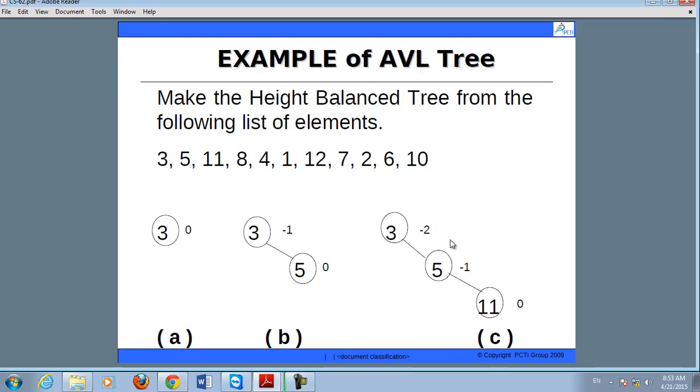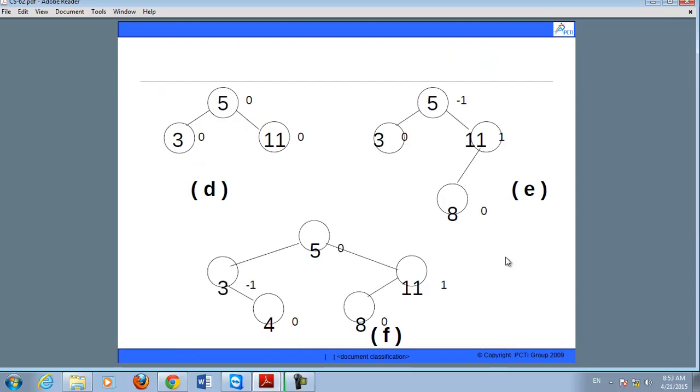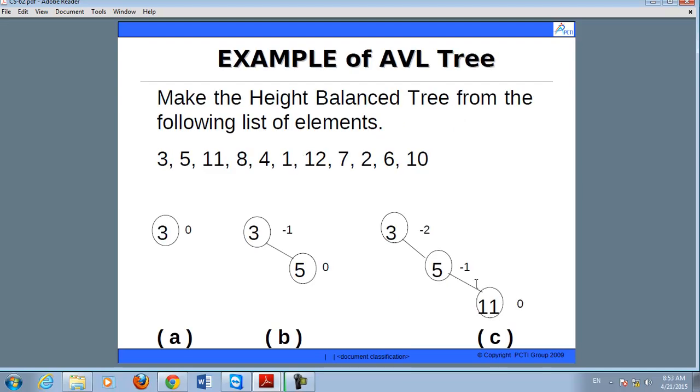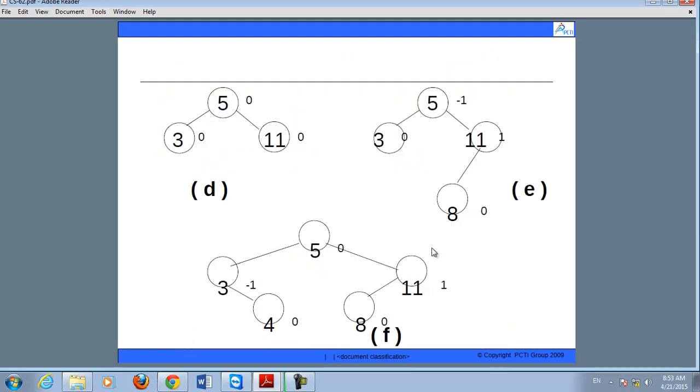Now in this stage the tree is not balanced, it means you have to perform the balancing operation, or you can say rotation operation, to make the tree balanced. The rotation can be performed as left rotation or right rotation. As you performed, 5 will come at the root position, 3 will come at the left, and 11 will come at the right. In this way all the nodes are balanced.